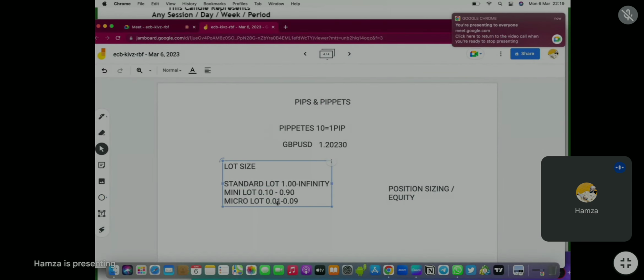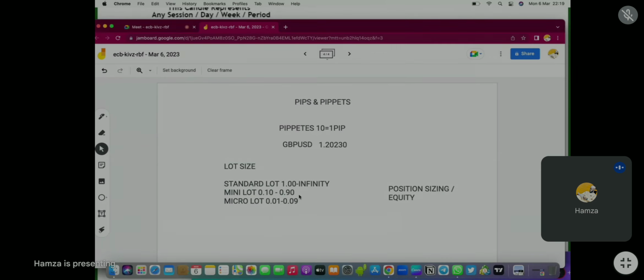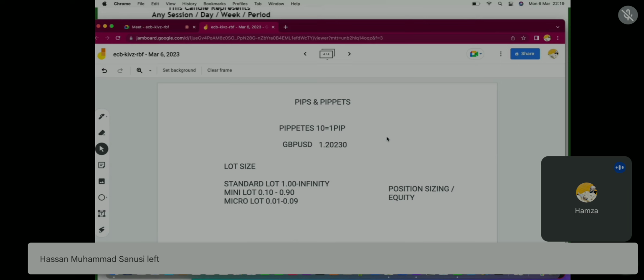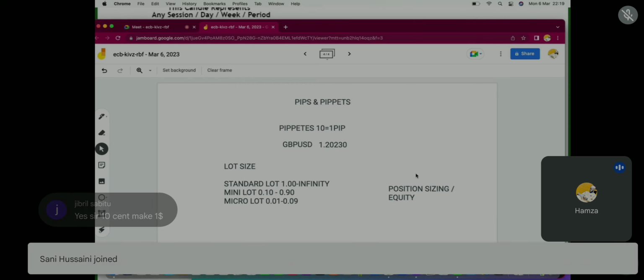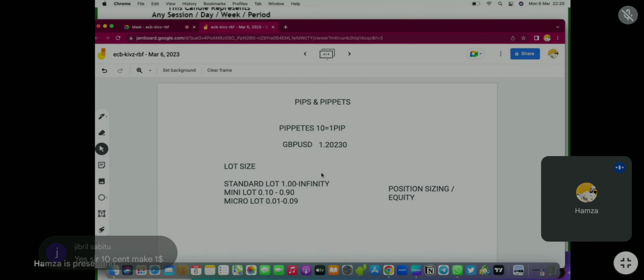So this here, what this lot size means is it's simply a measure that gives you a sense of what a pip means to you according to your position sizing. So a pip might mean $10 to someone, a pip might mean $100 to someone, a pip might mean $1,000 to someone, and of course, a pip might mean $1 to someone, a pip might mean 10 cents to someone. So depending on your position sizing, you use lot sizes to size your positions, to size the trades you take.